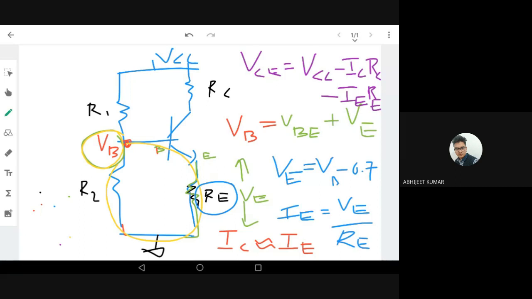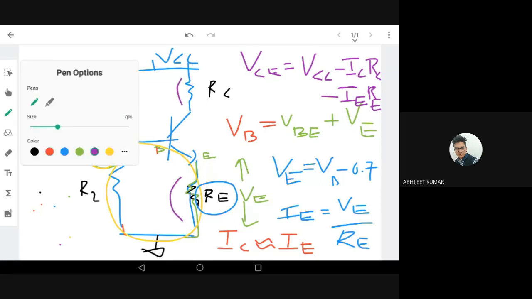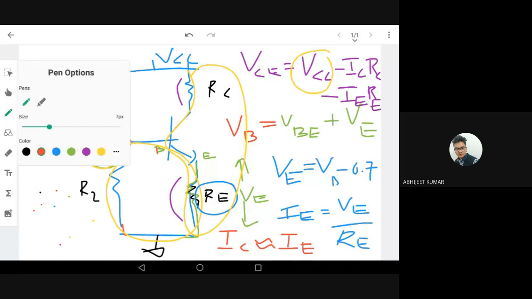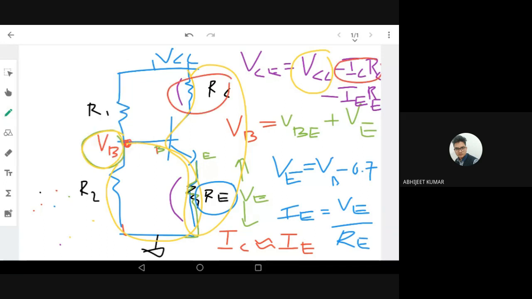So the equation is the Kirchhoff law in this circuit. Now I'm using Kirchhoff law in this closed loop. VCE drop equals the total supply voltage, that is VCC, minus the drop across this resistance RC, and the drop across this resistance RE. So VCE is VCC minus ICRC minus IERE. These are the equations of the operating point: we got VCE and we got IC. Here also you can see there was no beta, so this is also a beta independent circuit. I think it is clear.